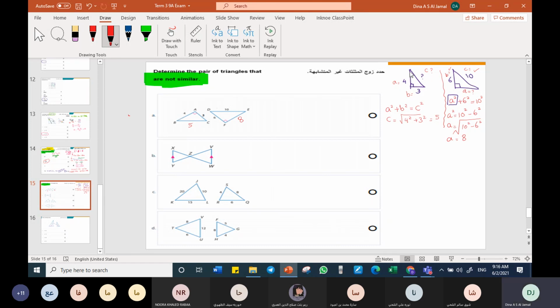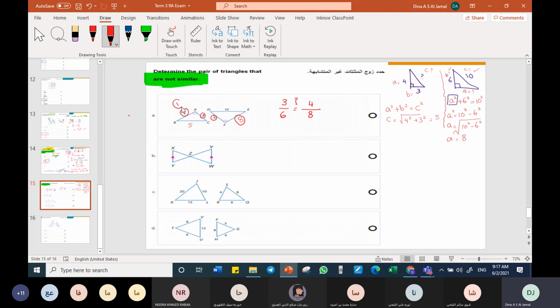So let's decide using this. I will be taking the smaller over the smaller, the biggest over the biggest, until I find my proportionality. So 3 over 6 is equal to... but I still don't know if they are having a proportionality or not. 4 over 8, this is the second biggest, 4 over 8.